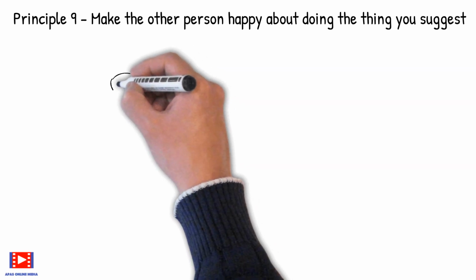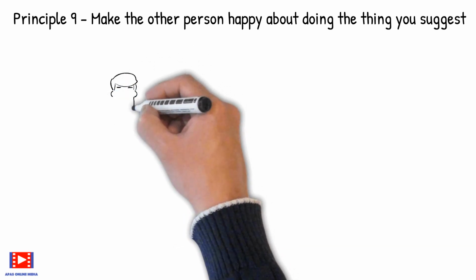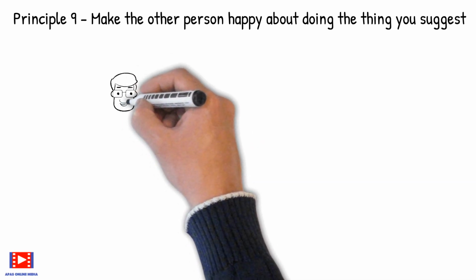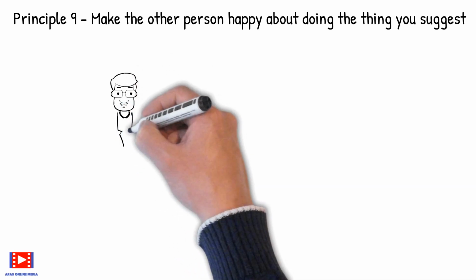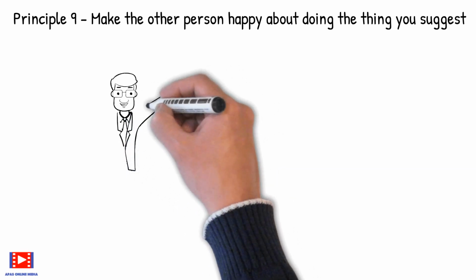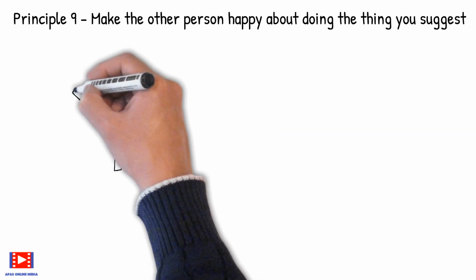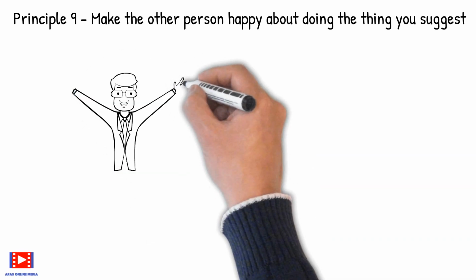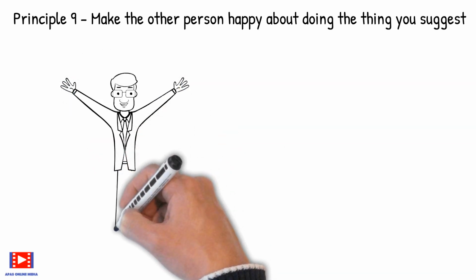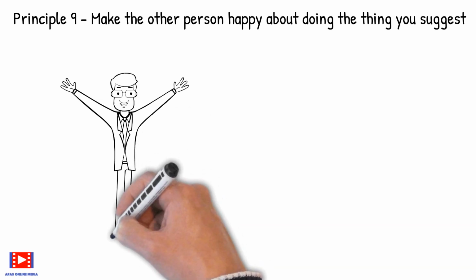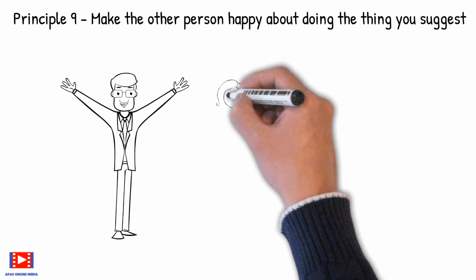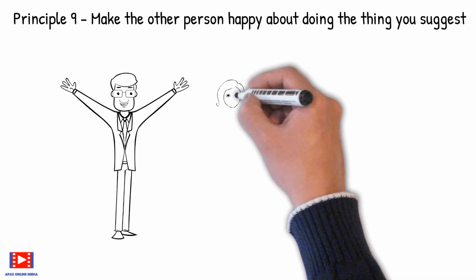Principle 9. Make the other person happy about doing the thing you suggest. An effective leader should be able to put forth his or her suggestions to the other person and make them work on it happily. And this can be achieved by following these guidelines. Number 1. Be sincere. Do not promise anything that you cannot deliver. Forget about the benefits to yourself and concentrate on the benefits to the other person.